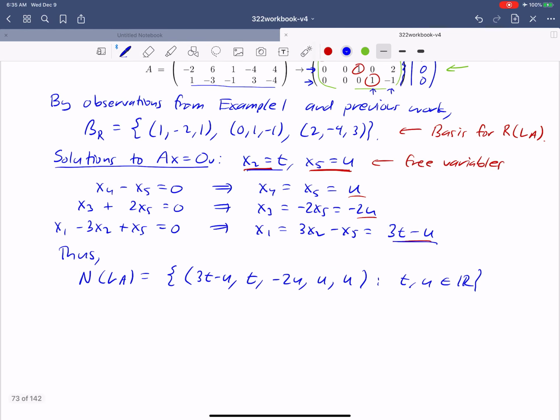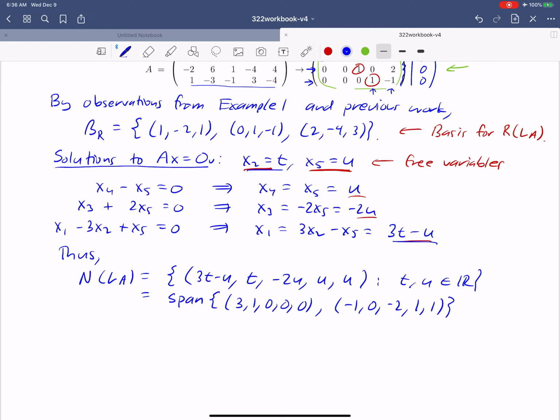Now recall, this is a calculation that we've done many times earlier in the course. We can pull this apart into its 2 components, t and u, and write it, I'm going to skip a few steps here, as the span of 3, 1, 0, 0, 0. So the 3 and the 1 are the numbers that go with the t's in this tuple that we've got above. And the second one would be the coefficients on the u's: negative 1, 0, negative 2, 1, and 1.